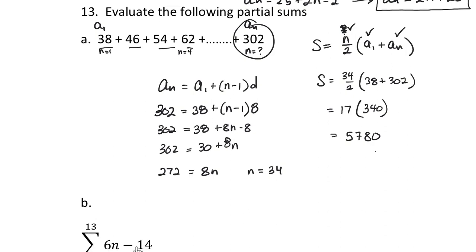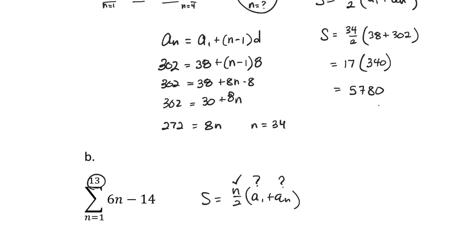And then 6n minus 14 is linear in form. It resembles y equals mx plus b, which means this is arithmetic. So again, the arithmetic partial sum formula applies. Half of n multiplied by the sum of the first term and the last term. Now, n is pretty clear. We know that we're adding 13 terms. What we don't know is the first term here, or the last term, the 13th term. So all that means is we've got to plug in 1 to find the first term, and then plug in 13 to find the 13th term.